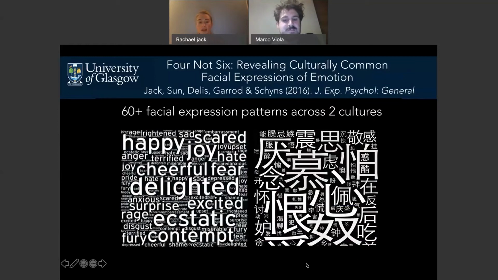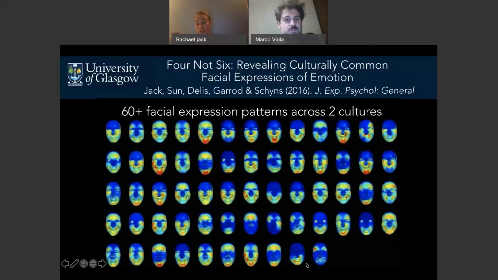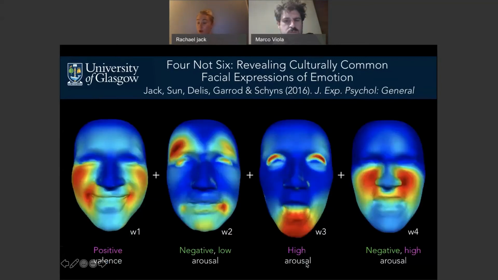So that's about a 10-fold increase from previous studies. To derive these models, remember that each facial expression is represented as a binary vector, something that we can formally analyze. And so what we did is we took these facial expression models and we used a data reduction technique to identify any latent expressive patterns. So which are the core expressive patterns that might structure facial expressions? And so what we found is we found 4 rather than 6.